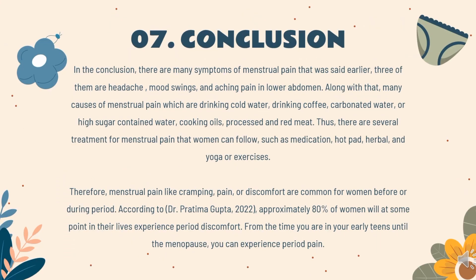There are many symptoms of menstrual pain that were said earlier by JANNAH. Three of them are headache, mood swings, and aching pain in the lower abdomen. Along with that, many causes of menstrual pain were said by NISA, which are drinking cold water, drinking coffee, carbonated water, or high sugar content water, cooking oils, processed and red meat. Thus, there are several treatments for menstrual pain that were said by Ardini and women can follow, such as medication, hot pad, herbal, and yoga or exercises.